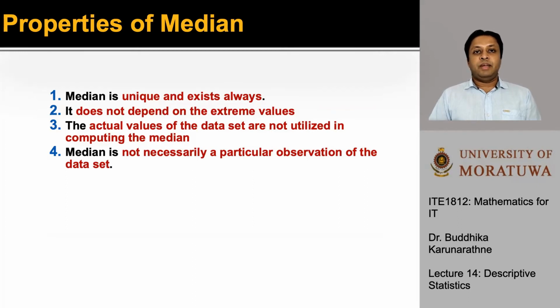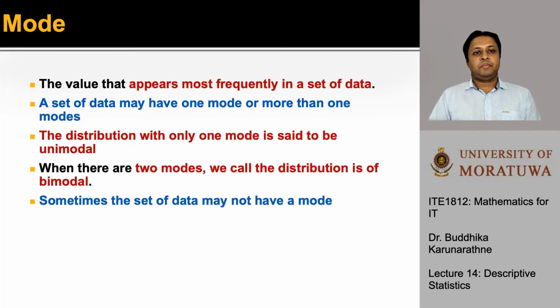And the actual values of the data set are not utilized in computing the median. So when you identify the midpoint, you are focused on the midpoint, but not all the values in the distribution. And also, median is not necessarily a particular observation of the data set. It can be some other value. So these are the properties of median.